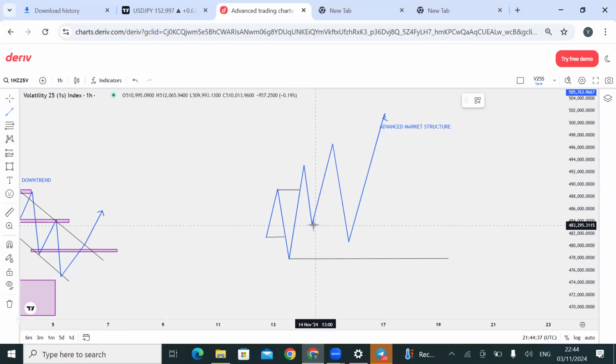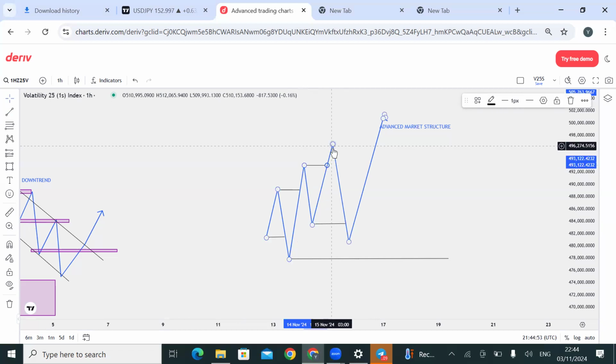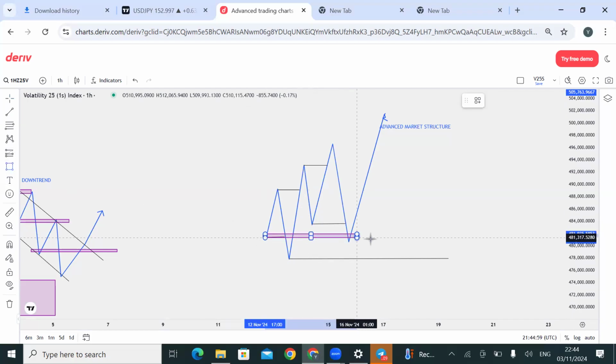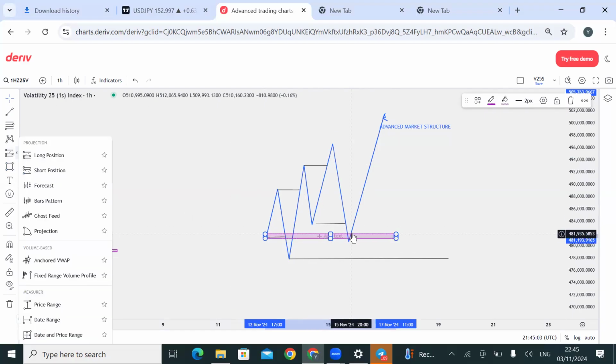And what do we have? We have a structural liquidity here formed already. And what happened? Price goes back up, comes back, breaks structure again the second time. Comes down, sweeps our structural liquidity and buys. So this way you should be looking for your buy position. You should be entering your buy entry.